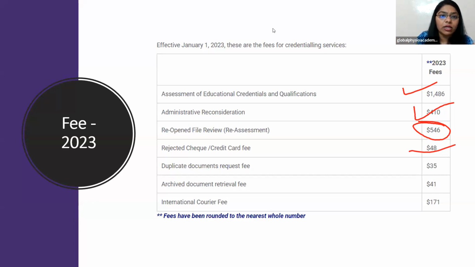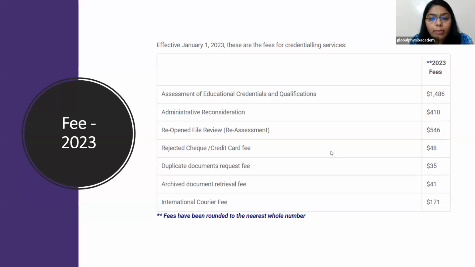Okay, so I have a question now: when does all this form have to be filled, when you are in internship? I will come to this point when you are going to fill all the documents later on.